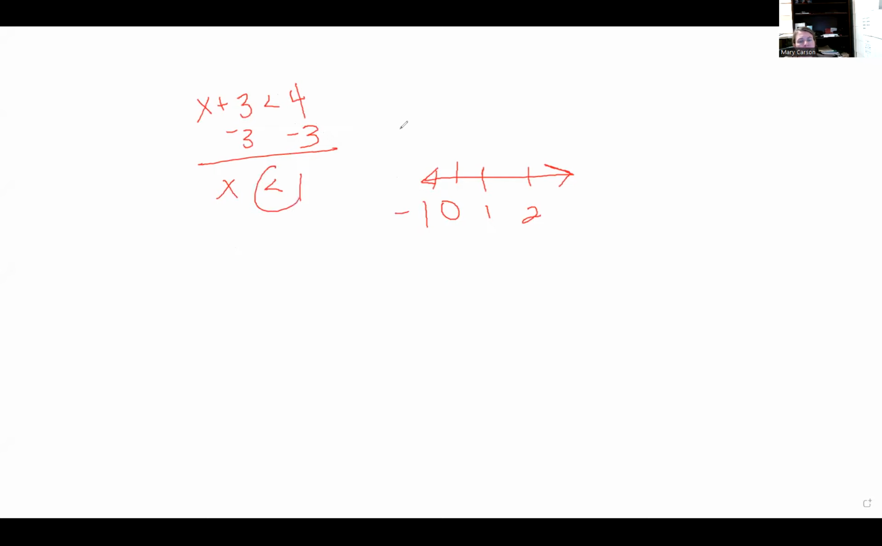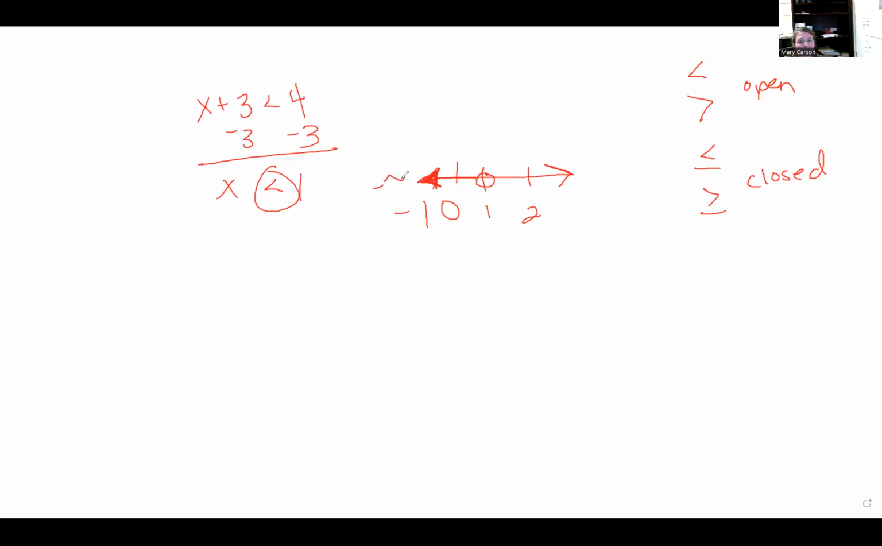When you look at this, less than or greater than is always going to be an open circle, and less than or equal to, greater than or equal to are always going to be a closed circle. So we would have it open on the 1, and then we want numbers that are less than 1, so we would shade it to the left.